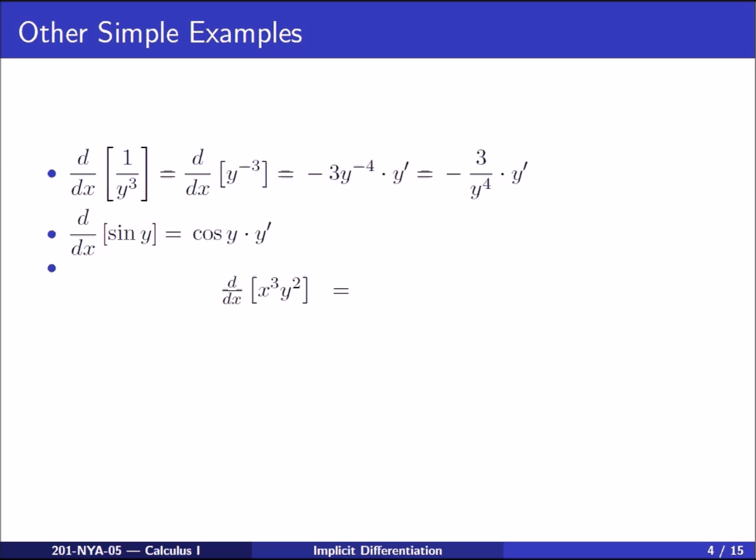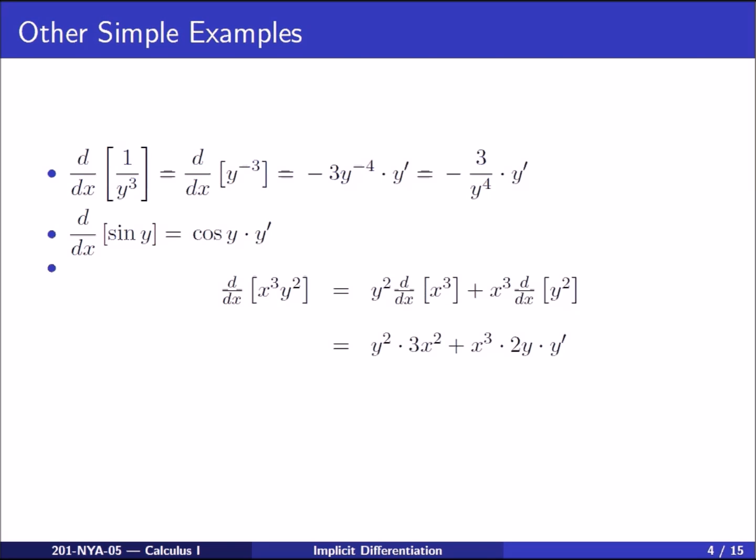In the third example, we have the derivative of x cubed times y squared. So in the first place, we have a product to differentiate. So we're going to use the product rule. And notice that in the first term, the derivative of x cubed with respect to x is straightforward. X and the variable we're differentiating it with, x, match. So that's just going to be 3x squared. In the second term, we have the derivative of y squared, and there we're going to use a chain rule version of the power rule to differentiate it.